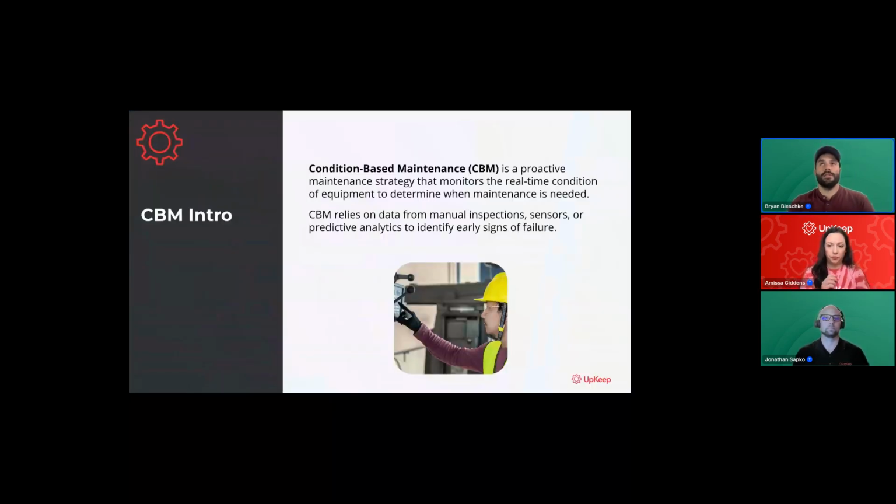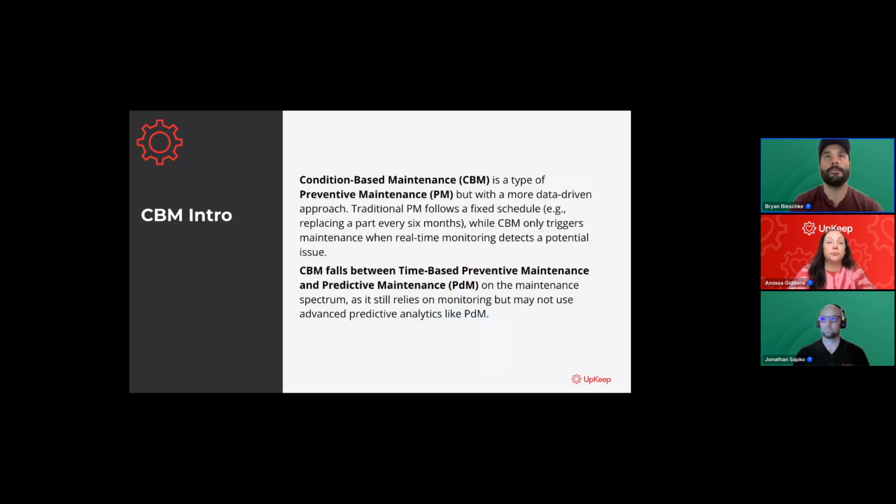So condition-based maintenance, right? Proactive maintenance strategies, real-time monitoring. We're determining the needs of the equipment's maintenance based on its actual condition, its context. What is it doing? What is it not doing? What is the wear? We're letting the machine dictate how we maintain it, right? And we use manual inspections. You can use sensors. You can use analytics. You can do all kinds of things in the pursuit of condition-based maintenance.